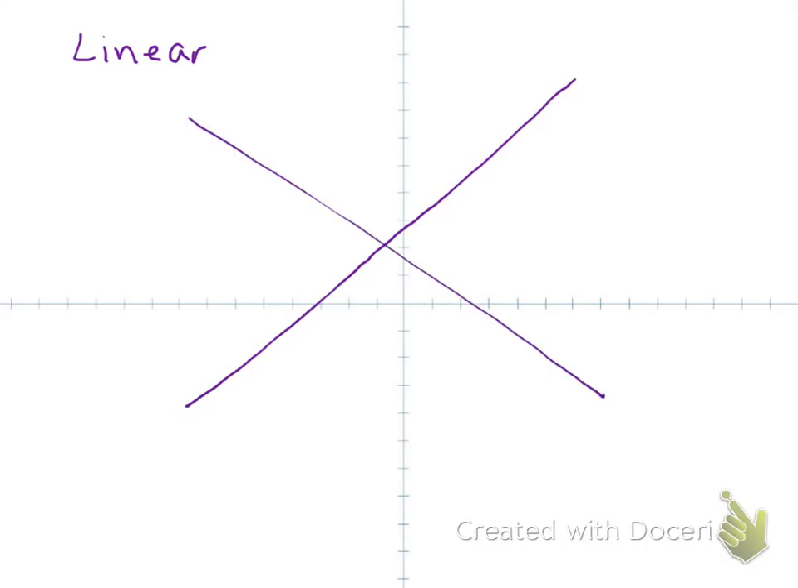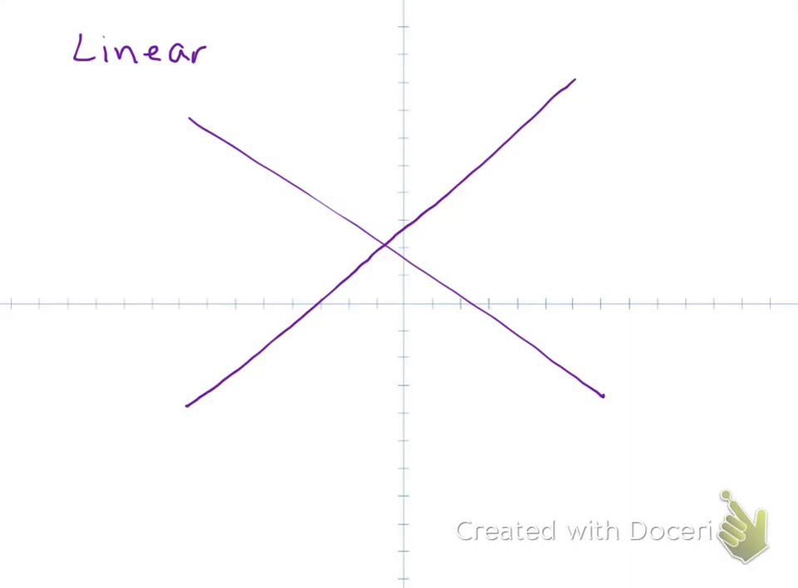Alright, so this lesson is on identifying parent functions. So the first parent function, and the most basic one, is the linear function. And its defining characteristic is it looks like a line. So it could look something like that. It could go the other way, like that. It just has to form a line, and that's a linear function.